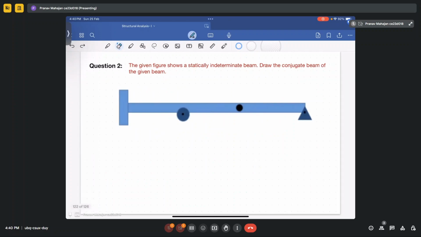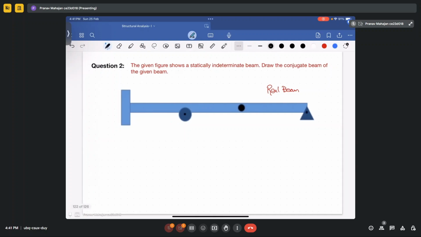So now let's move to the next question. If you have a statically indeterminate beam, you have to draw the conjugate beam for this given beam that is provided to you. So what we have seen in the previous week, this is your real beam, so you have to draw its conjugate beam. For the conjugate beam, your fixed support will become the free support.